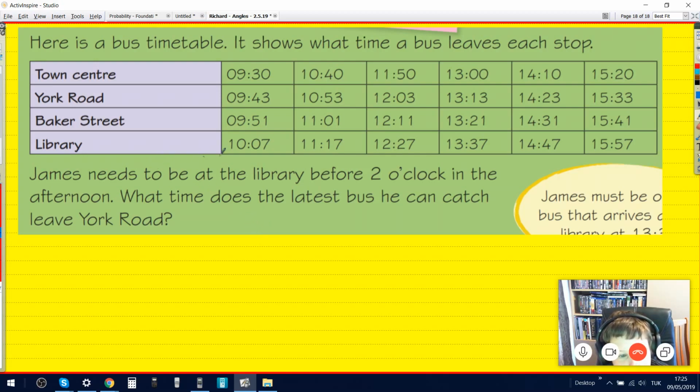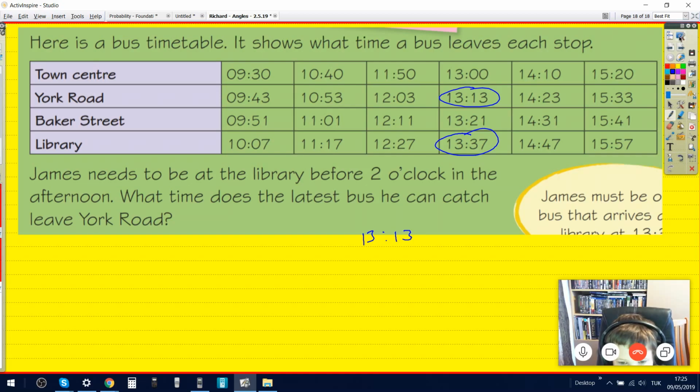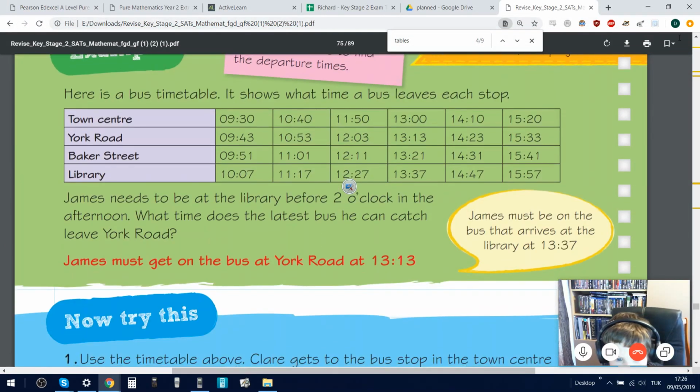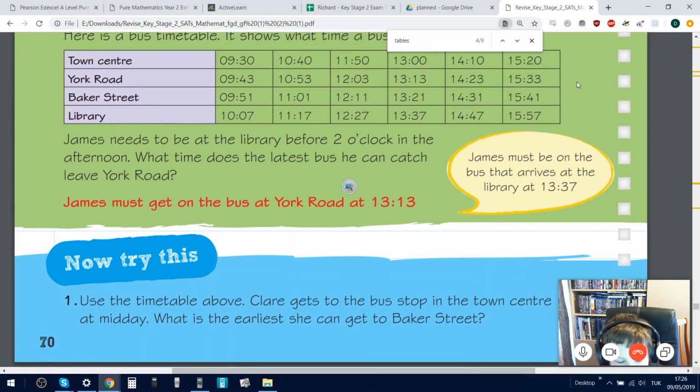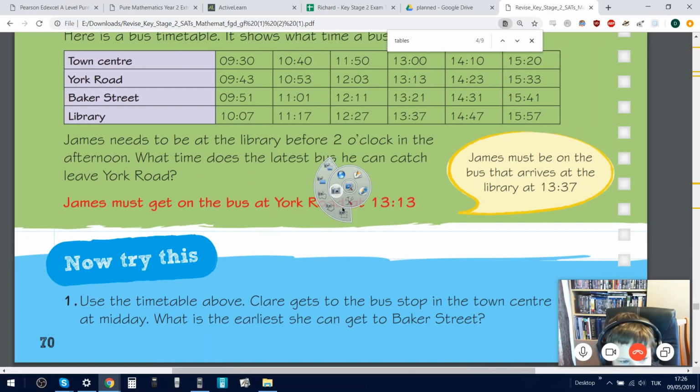Before 2 o'clock. Yeah. And so, York Road 13:13. Yeah. Okay, so you're good for these. 13:13. Claire gets at a bus stop in the town centre at midday.